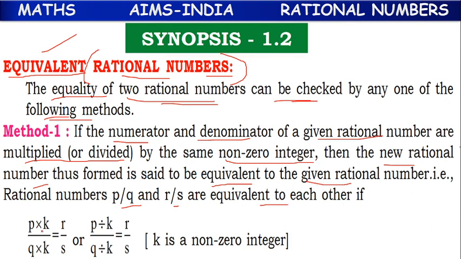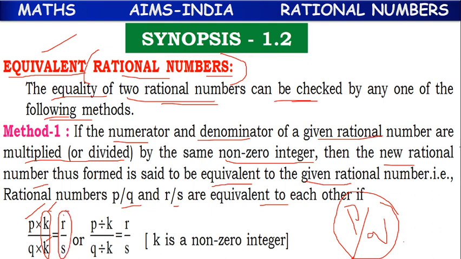Suppose the given rational number is p by q. When p by q is multiplied, both numerator and denominator, by the same non-zero integer k, then we get a new rational number r by s. Because they are multiplied by the same non-zero integer, we are getting a new rational number r by s.